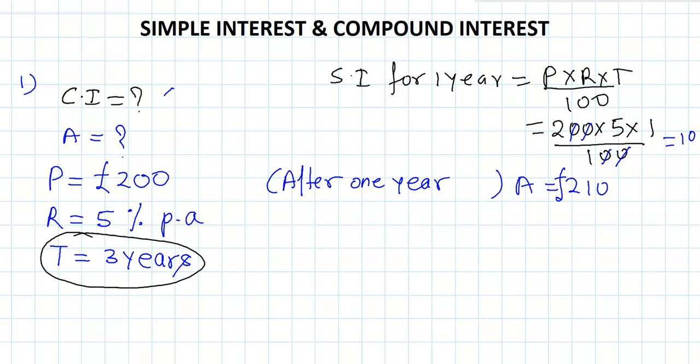Every bank, whether it is NatWest, HSBC, Lloyds, any bank, they always pay compound interest. Interest on interest. After 1 year you have 210 pounds. So the bank is paying interest on 210 pounds.